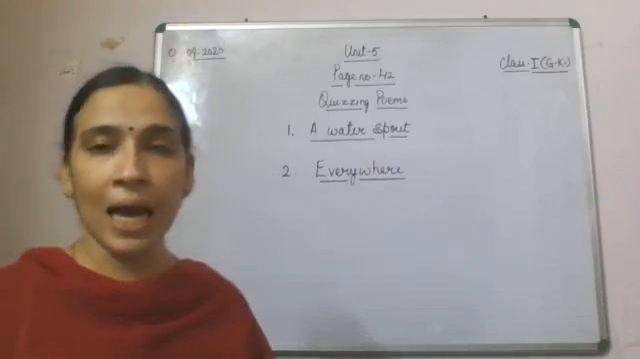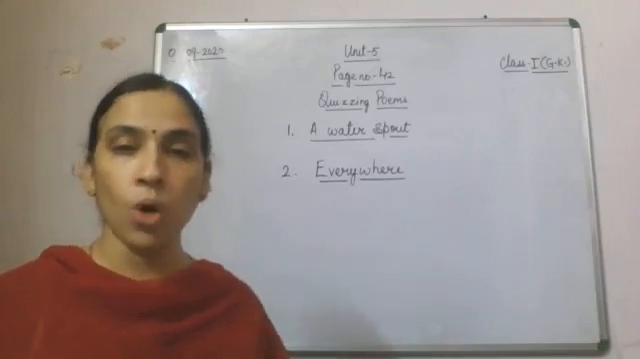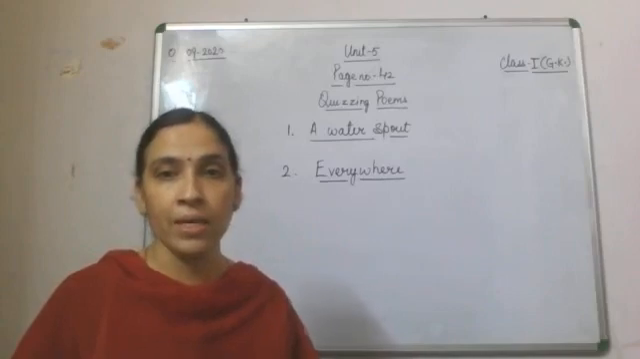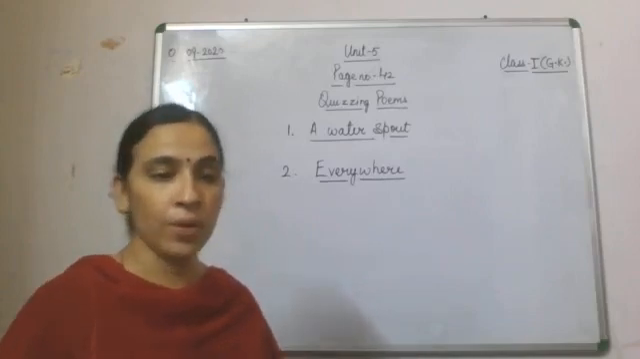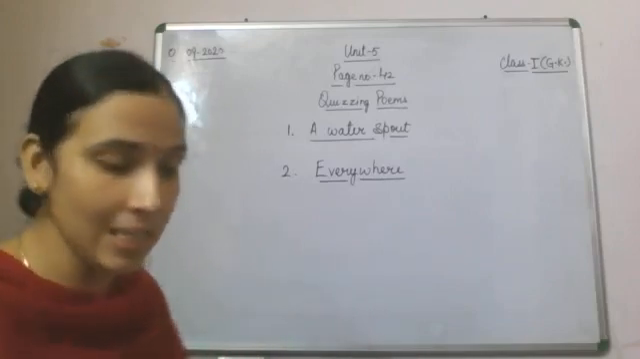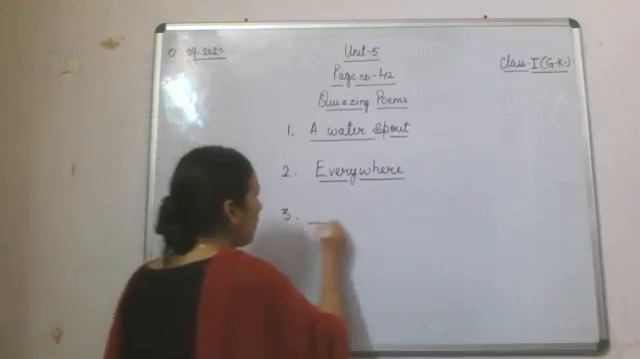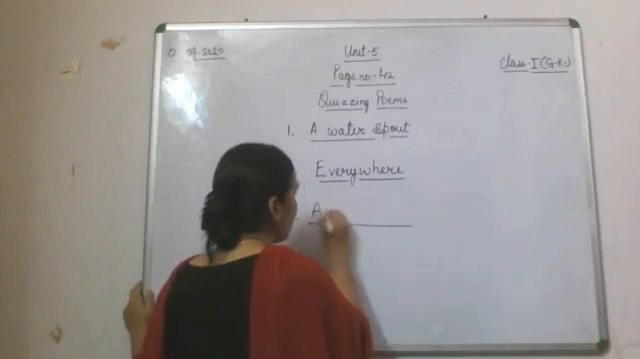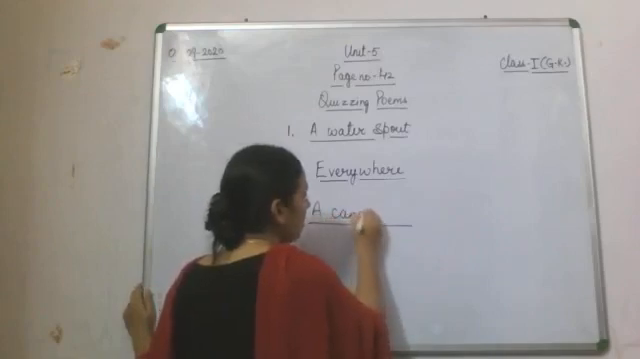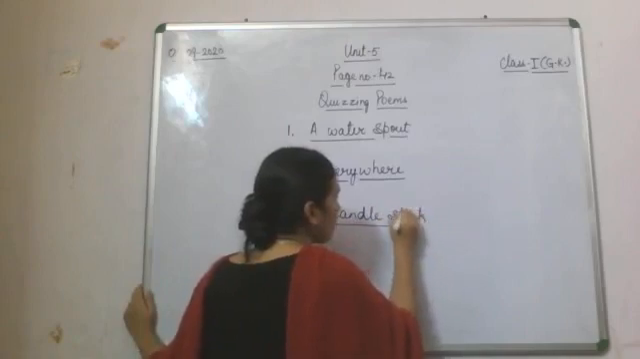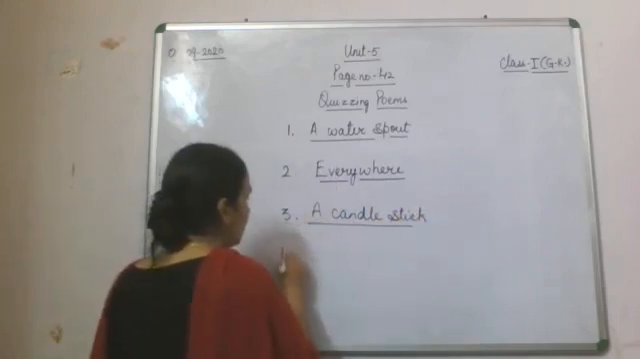Now come to the next. What did Jack jump over? Yes, a candlestick. Jack jumped over a candlestick.